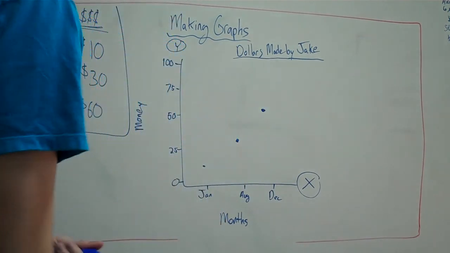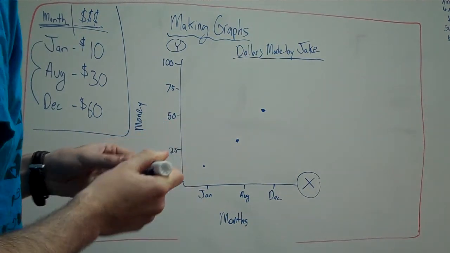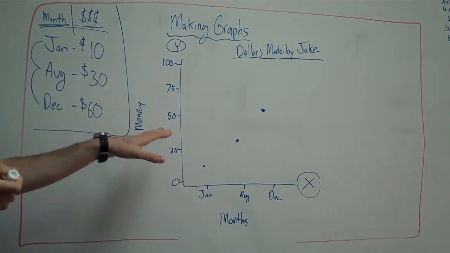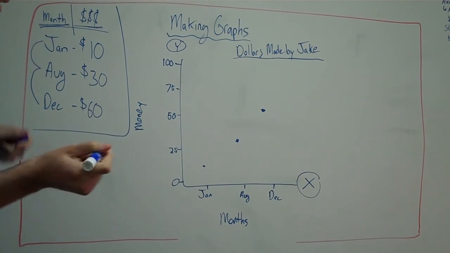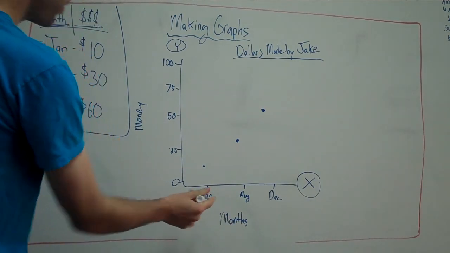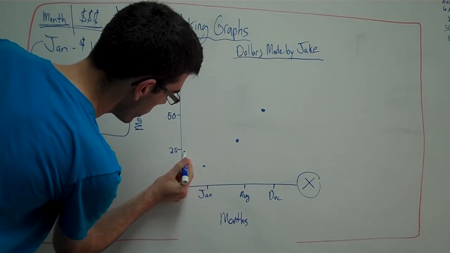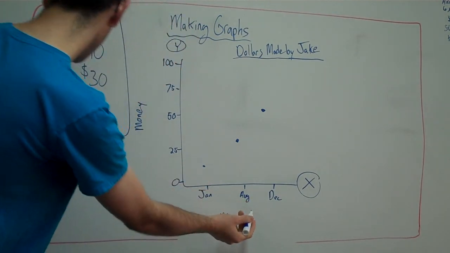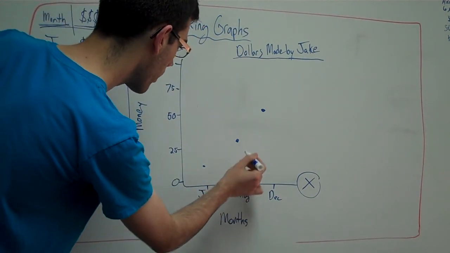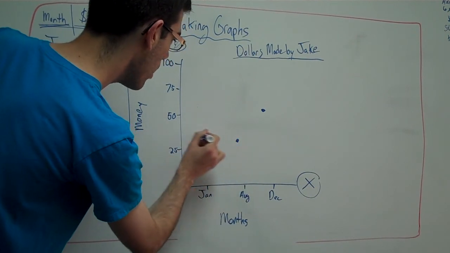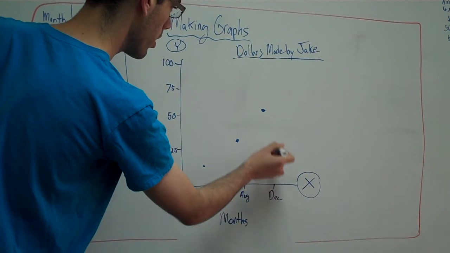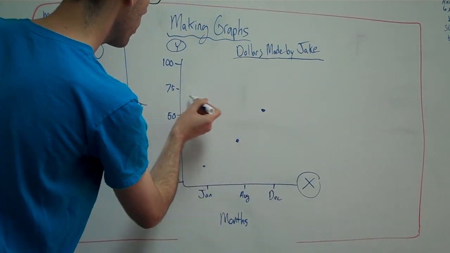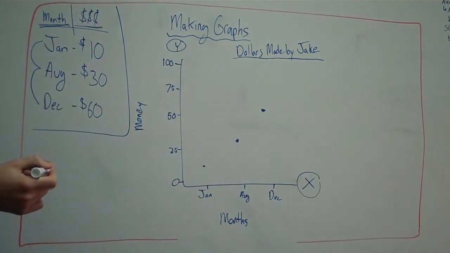Okay. Now, when we're doing graphs on the computers, it plots points for us. When we do it by hand like this, sometimes it's a little tricky, but I think you did a pretty good job. January is supposed to be $10. It's less than 25. That's pretty good. August supposed to be $30. About 30. Pretty good. December supposed to be $60. Not so bad. This is a good approximation.